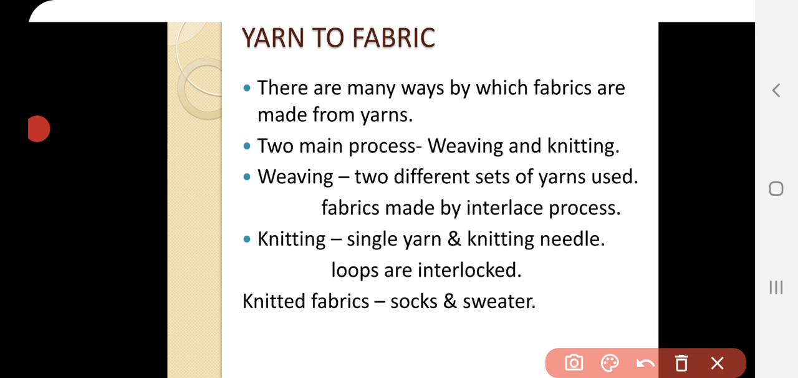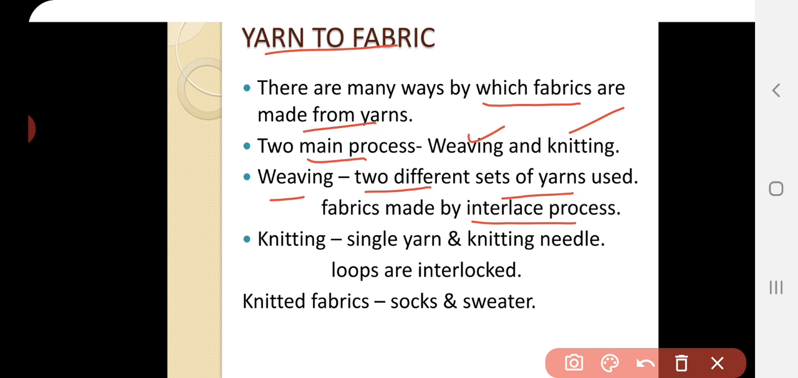And yarn to fabric. Now the yarn is ready and we are going to make a fabric. There are many ways in which fabrics are made from yarn, but here we are going to discuss the two main processes, that is weaving and knitting. In weaving, we require two different sets of yarn, and the fabric is made by interlacing. The two different yarns are interlaced with each other to make a piece of fabric.